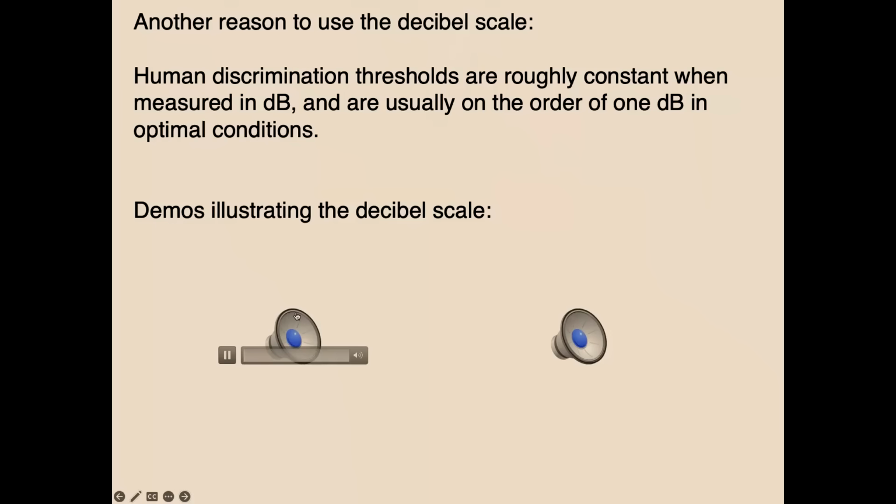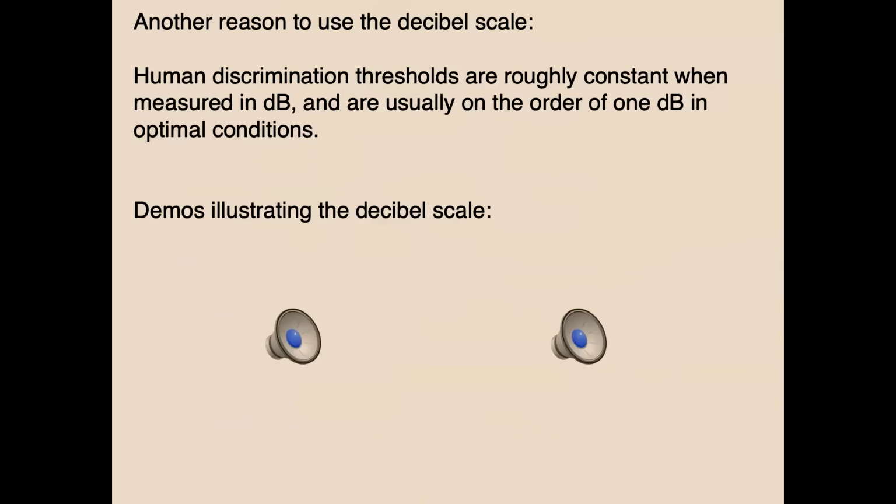Here you go. The decibel scale. Broadband noise is reduced in 10 steps of 6 decibels. Demonstrations are repeated once.